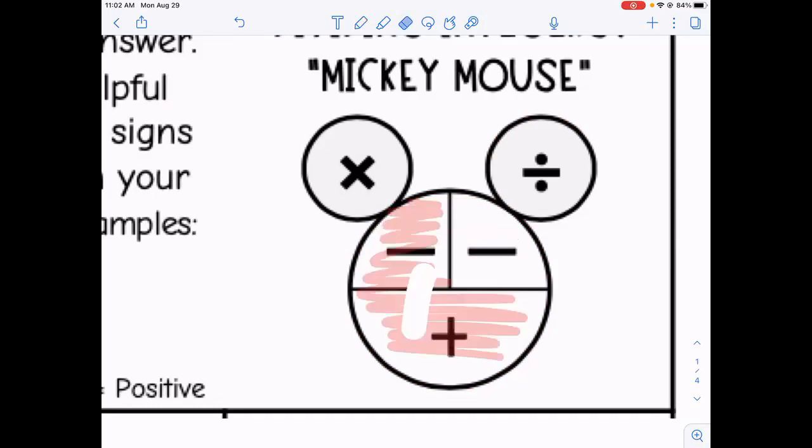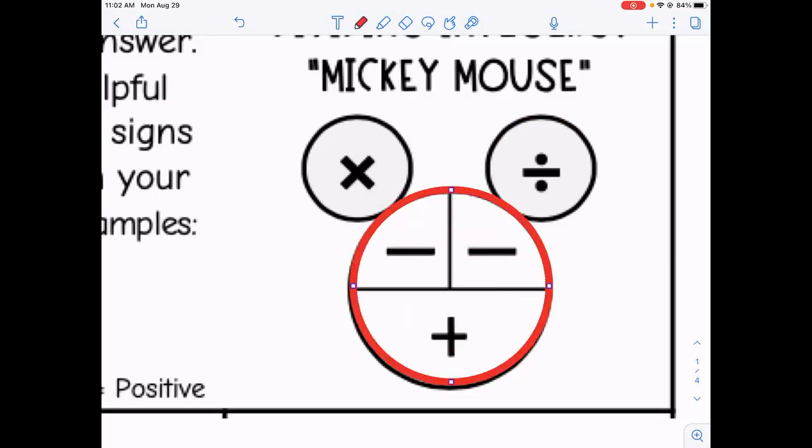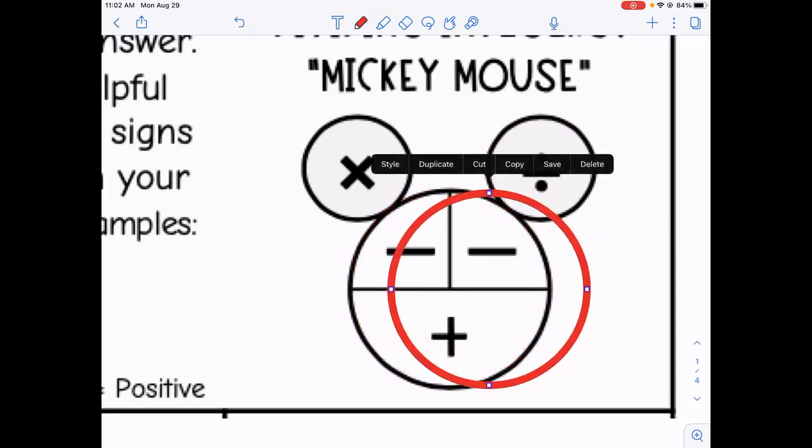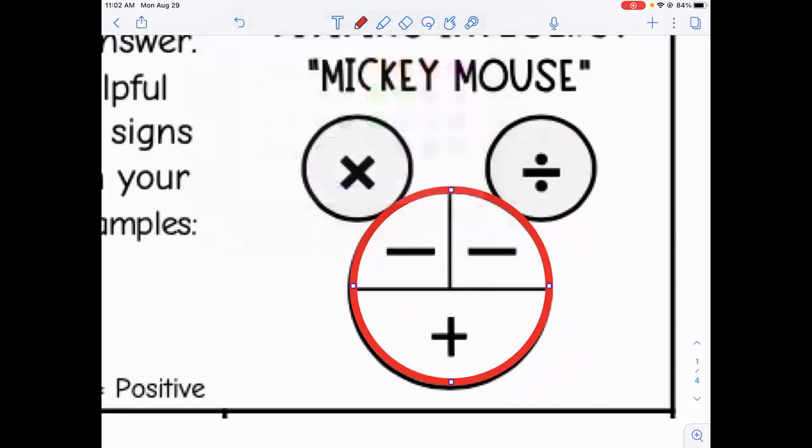Okay, so some of you are going to be able to remember positive times positive, negative times negative means a positive answer. Some of you are going to be able to just remember positive times a negative or positive divided by negative, we're going to get a negative answer. But if you need to draw Mickey Mouse blowing a kiss, then you can use that as a tool to help you.